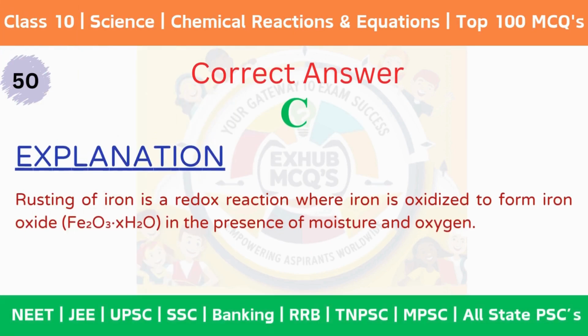The correct answer is option C, redox reaction. Explanation. Rusting is a redox reaction in which iron is oxidized to form hydrated iron oxide, rust, in the presence of moisture and oxygen.